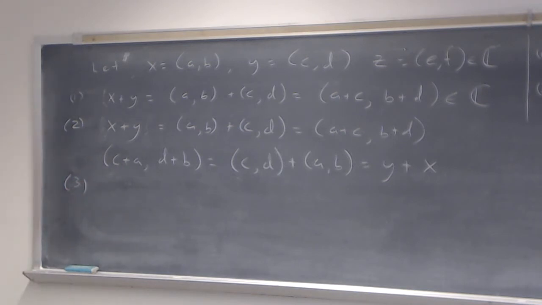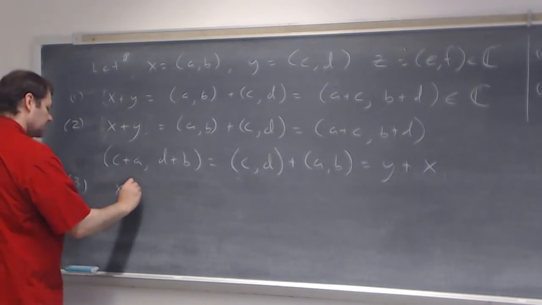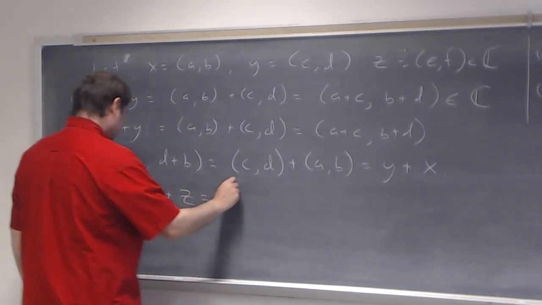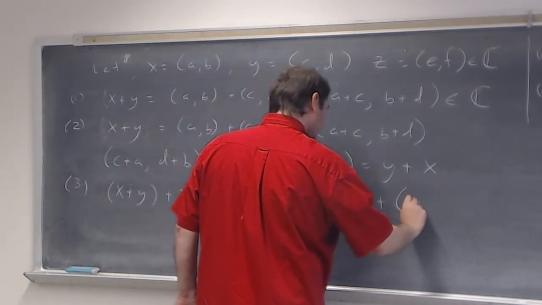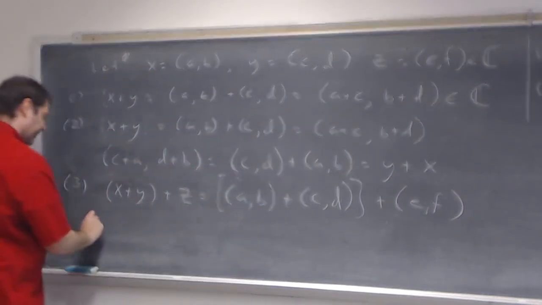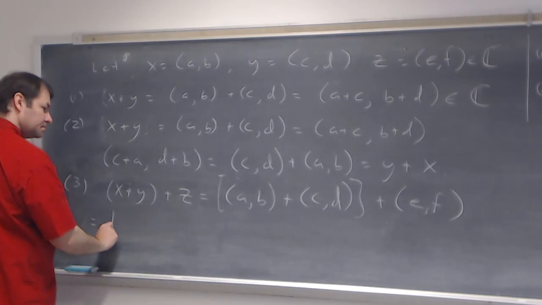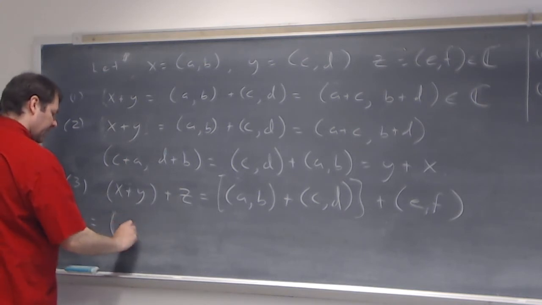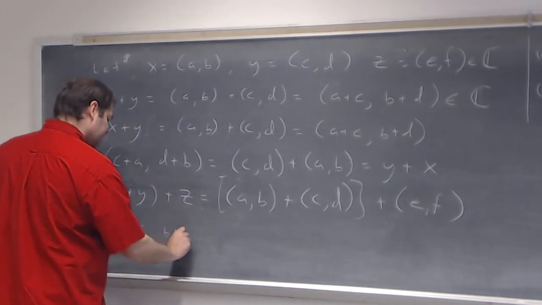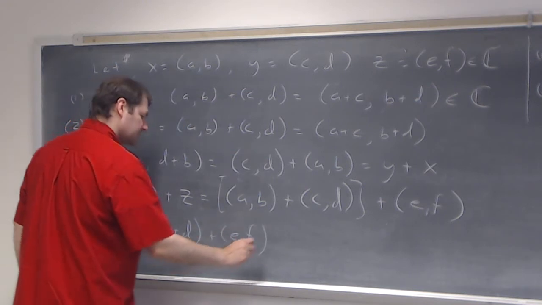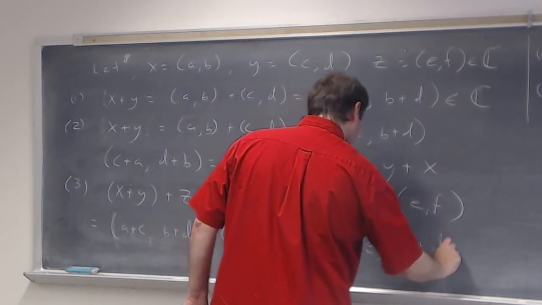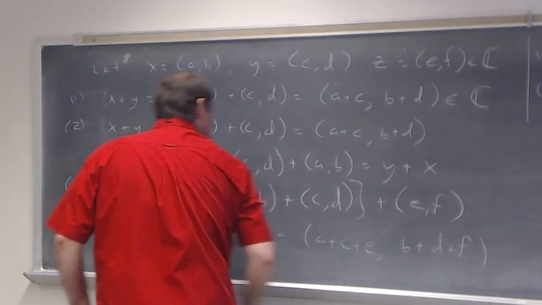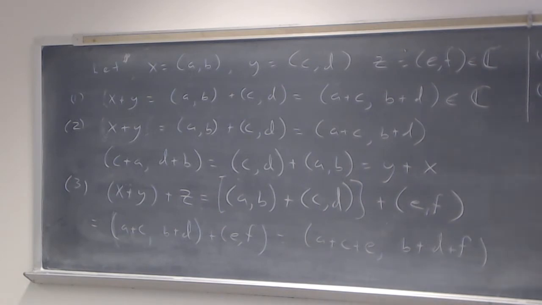The third thing that we want to show is the associativity. So if we look at x plus y plus z, that's equal to (a, b) plus (c, d) plus (e, f), and we can rewrite that as (a plus c, b plus d) plus (e, f), and then that's equal to (a plus c plus e, b plus d plus f). Actually, I skipped a step there. Let me go back.